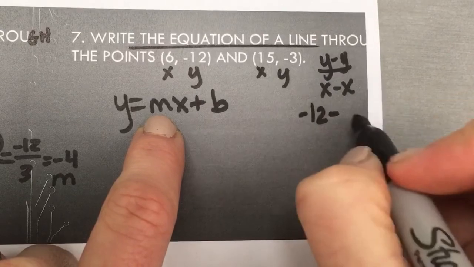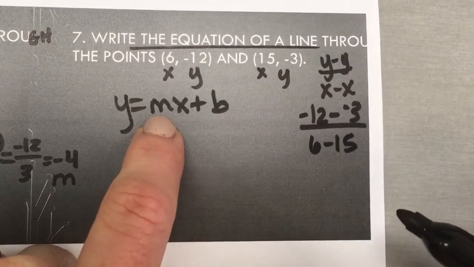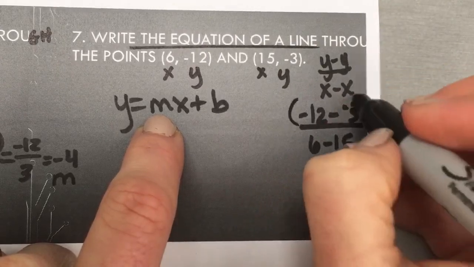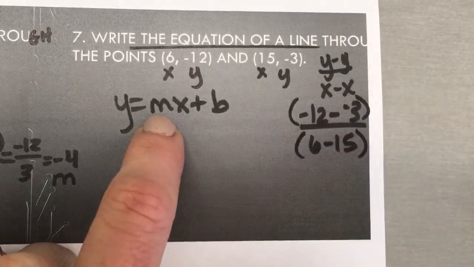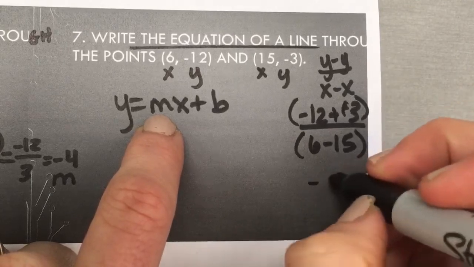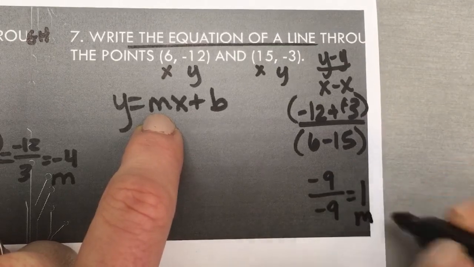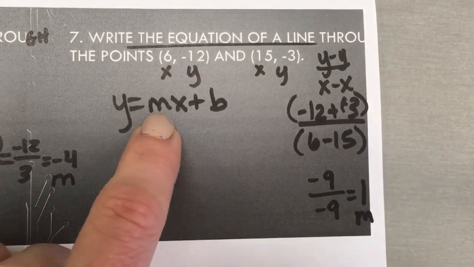So -12 minus -3 over 6 minus 15. If you're using a calculator or Desmos, you have to put parentheses around all of that in order for it to give you the right answer. I'm going to do it by hand, so that gives me -9 over -9, which gives you +1. That's your m, that's your slope.